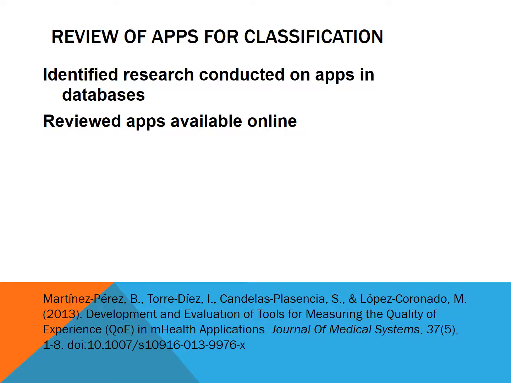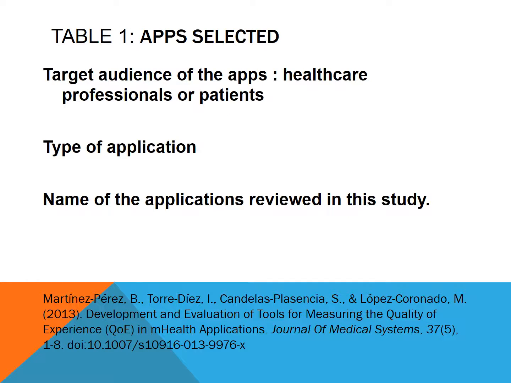In the review of applications for classification, they looked for research conducted on apps and databases such as PubMed, Web of Knowledge, which is similar to the Web of Science that's available through OhioLink, as well as other databases, and also reviewed apps available online from Apple and Google. Table 1 of the manuscript reveals the target audience of the applications: healthcare professionals or patients, as well as the type of application, and finally the name of the applications reviewed in the study.